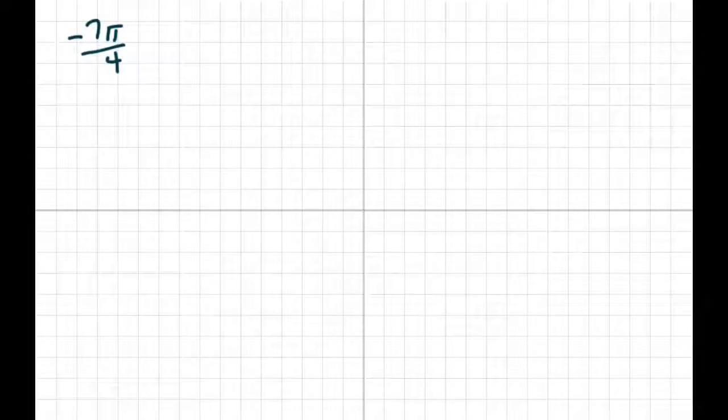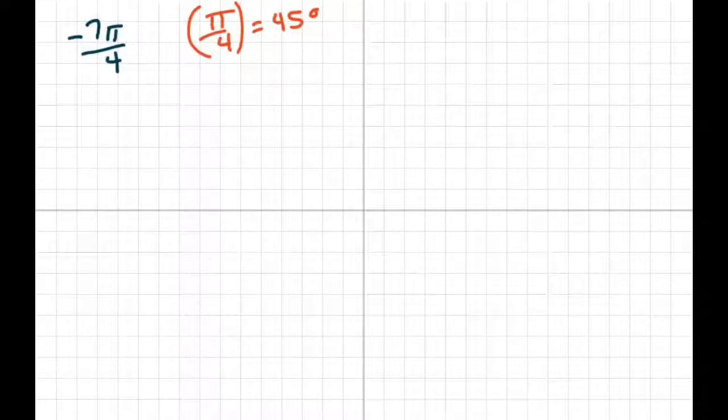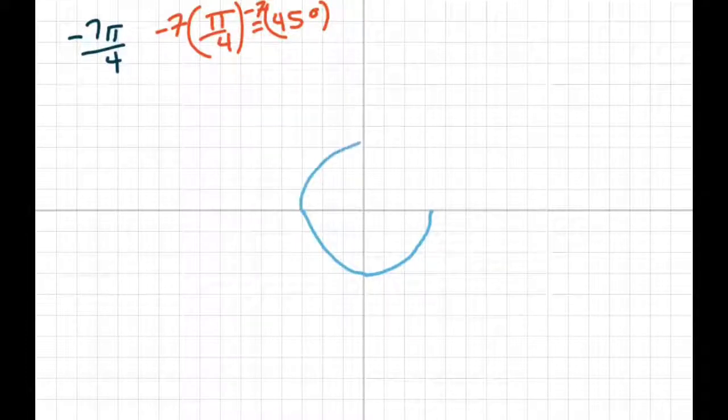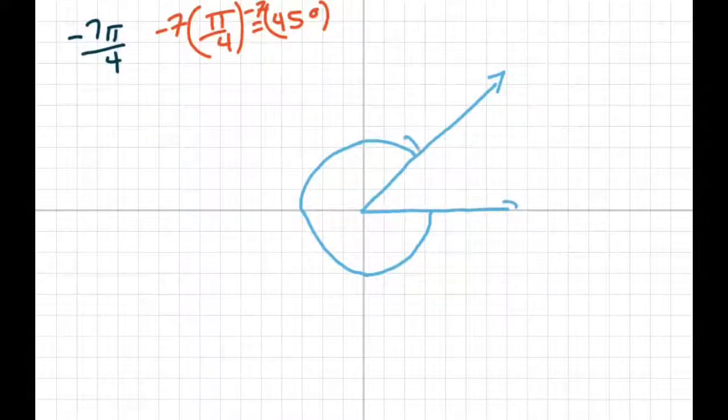Okay, the next one is negative 7 pi over 4. The thing you need to know about this is pi over 4 equals 45 degrees. That means we have 7 of them, and we're going clockwise on this. If you do 7 going clockwise, there's 2 in each quadrant. So this would be 2 45s, another 2, that would be 6, and it would be right there. So that's going clockwise. That's your terminal side. This is your initial side.